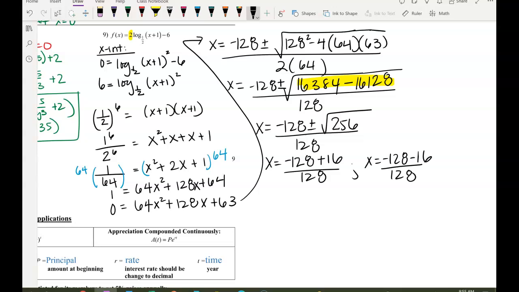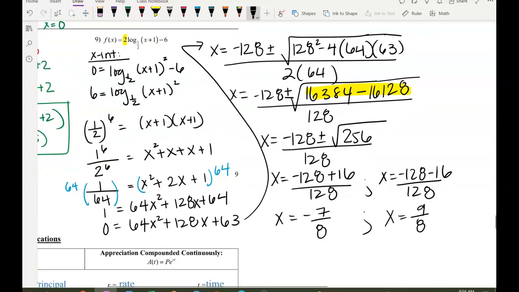Negative 128 plus 16, hit enter, divided by 128. So this came out to be a negative 7/8. Someone confirm or deny? Confirm. All right. Negative 128 minus 16, hit enter, divided by 128. This came out to be a negative 9/8. Okay, before we get too happy, we got to check it. Guys, they're both negative. All right. Plug it in for me.